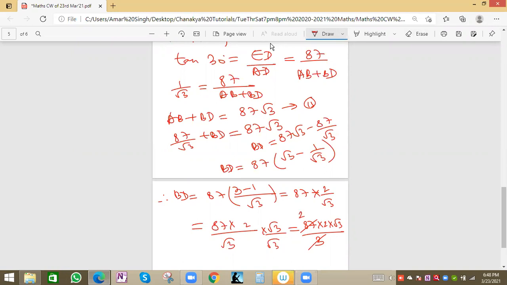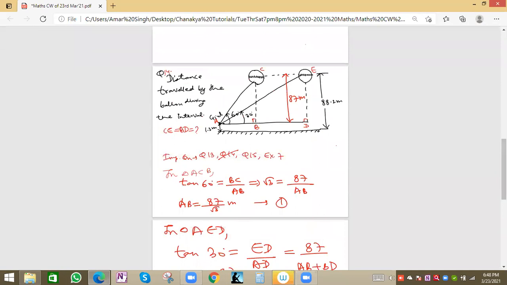This will come 8, 3 to 6. 2 will be there, 2 and 7, 27. So 3, 9 are 27. So 29 into 2 into root 3. So this will be 58 root 3. Values are in meter, so this will be in meter. So BD will be 58 root 3 because this value is in meter. So 58 root 3 meter.